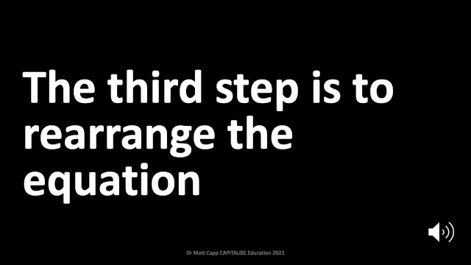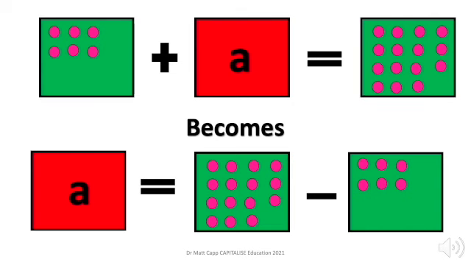The third step involves rearranging the mathematical equation. The equation changes from 6 plus a equals 15 to a equals 15 minus 6.